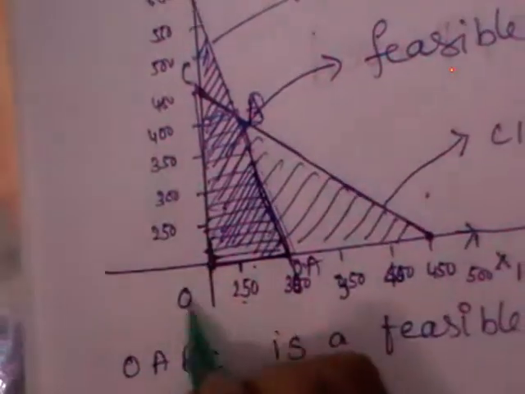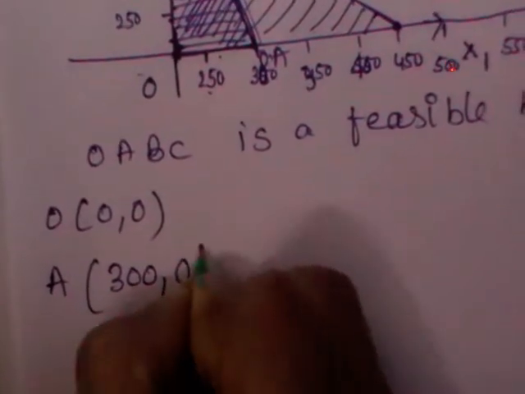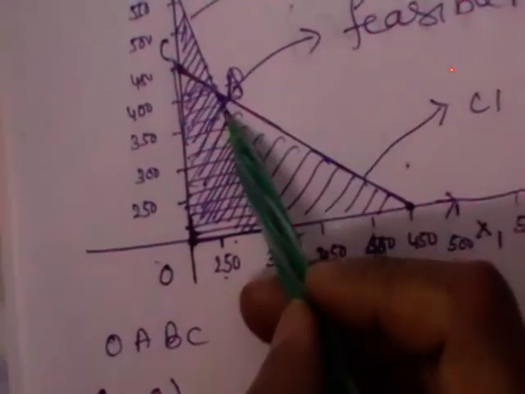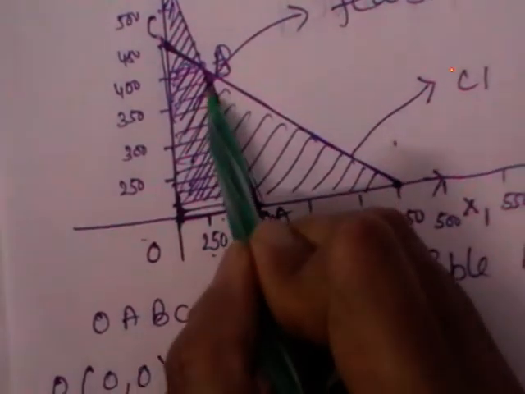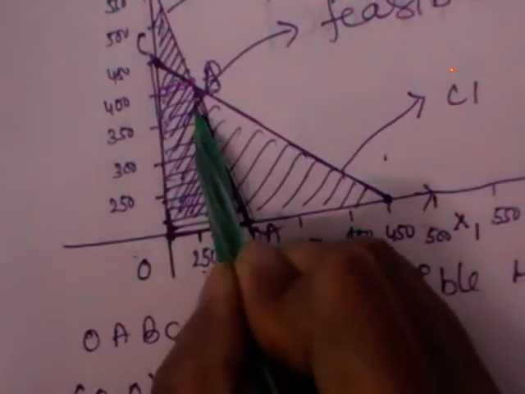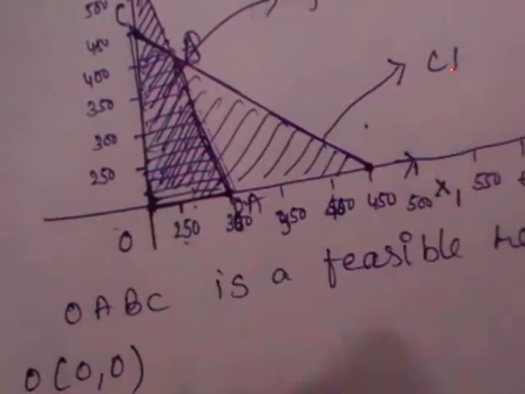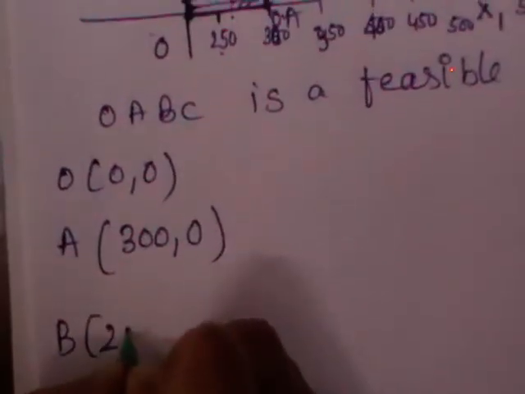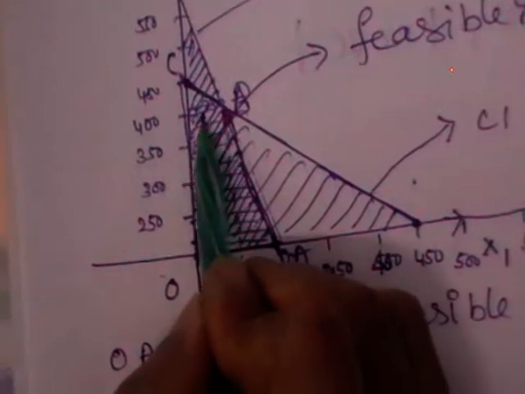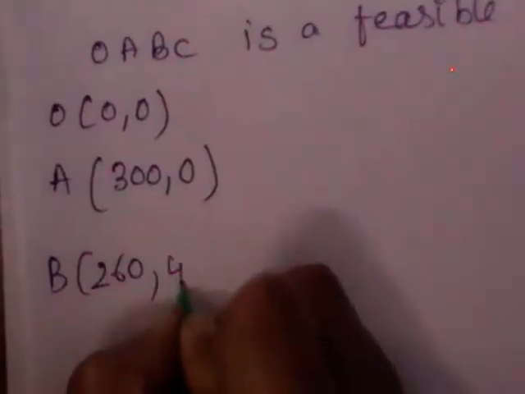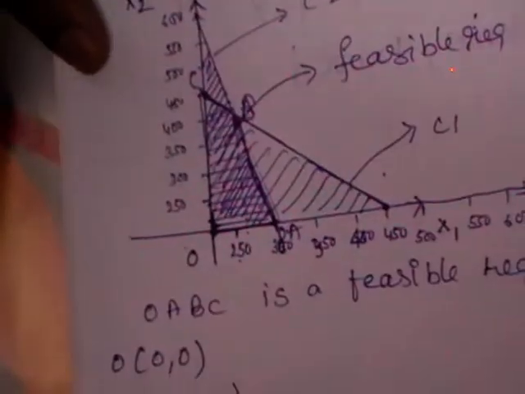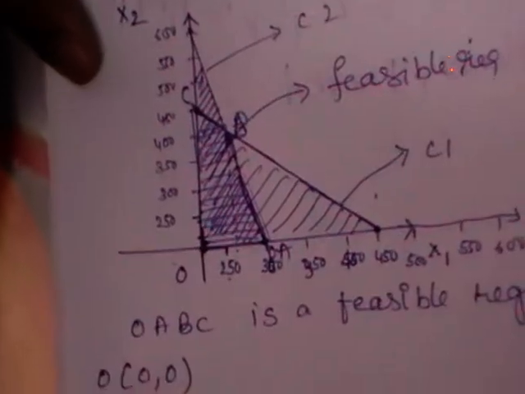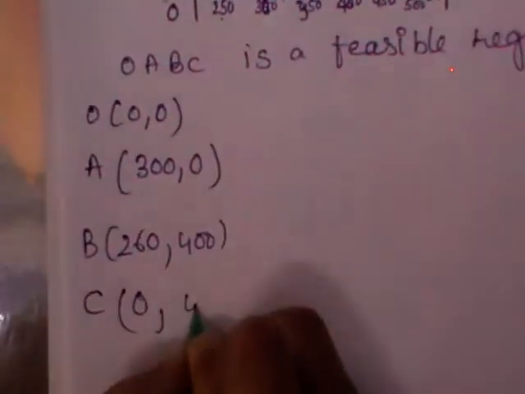What is A? A is exactly at 300 on the x-axis, and you know that the y value is 0. A will be 300 comma 0. Here this is the point B. So try to locate it. I am taking approximately. Here you will get approximately 260 or around like that, and here it is 400. If you do it on the graph perfectly, you will get the exact points. C is on the y-axis, where we know that x1 is 0. Here this is 450.